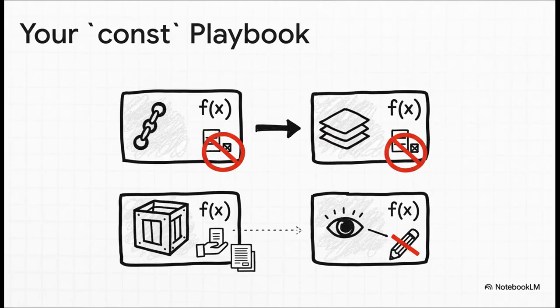So here it is, your cheat sheet. Anytime you're passing strings, interfaces, or big records into a method and you don't need to change them, make them const. It's not just a performance hack either. It's great for code clarity. It's like putting up a sign for the next developer that says, hey, this method reads, it doesn't write.